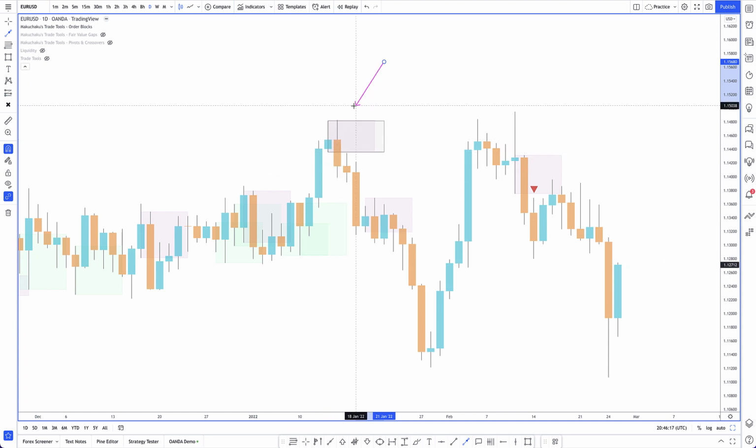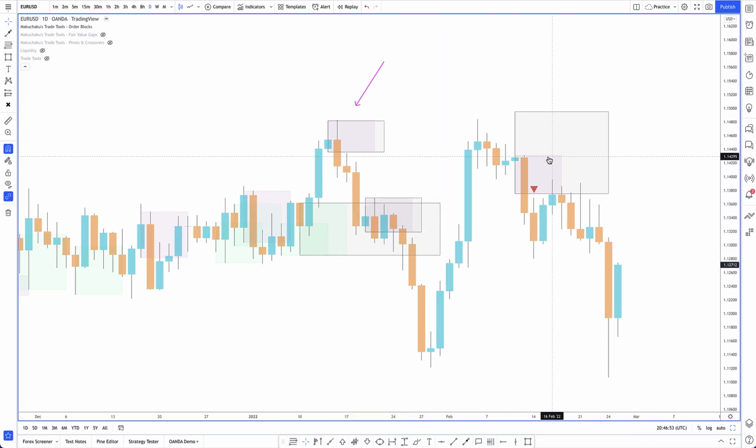Everything that I'm going to show you here will have a bullish counterpart and a bearish counterpart. So whatever you see here, just flip it around and you'll get the other part of it. Let me draw some more examples of order blocks. So this is another order block. This is another order block. And this is another recent order block that was broken here.